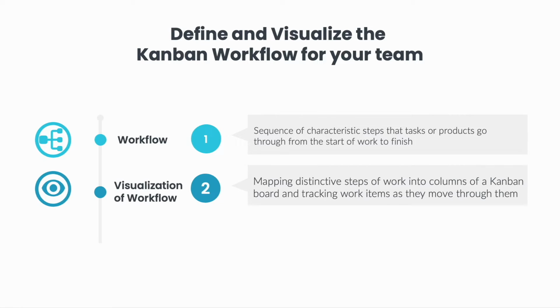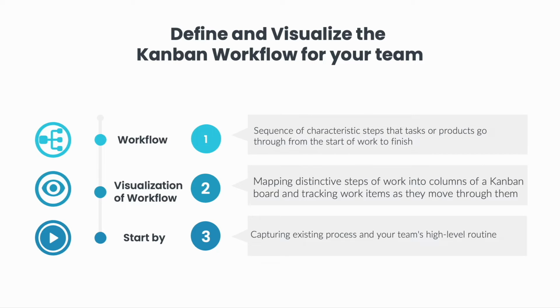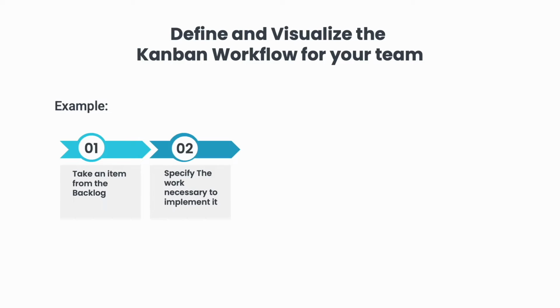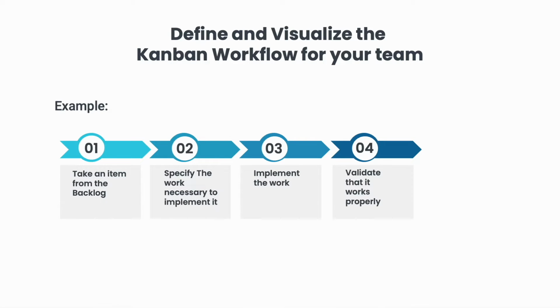In Kanban, visualization of workflow means mapping distinctive steps of work into columns of a Kanban board and tracking work items as they move through them. Most teams already have an existing process, so start with capturing your team's high-level routine. While the team does a lot of types of work, the focus here is to capture the work that produces improvements to products and infrastructure. For example, a typical high-level routine for producing new products or improvements in the simplest form can look something like this. Take an item from the backlog, specify the work necessary to implement it, validate that it works properly, deliver it to customers or partners.